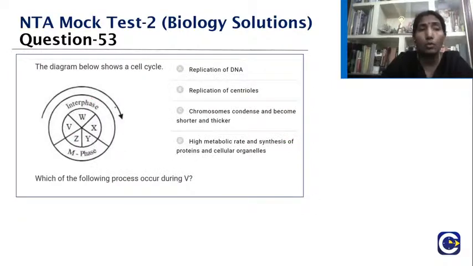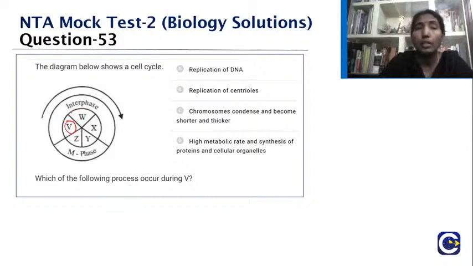Now here you see the diagram. It concerns the cell cycle. They have given the options: replication of DNA, replication of centrioles, chromosomes condense and become shorter and thicker, high metabolic rate and synthesis of proteins and cellular organelles. Which of the following processes occur during V? They have given a list V, W, X, Y, Z. We know the entire cell cycle is occupied by the interphase and then the mitotic phase. What are the characteristic features here? They are asking particularly about V.